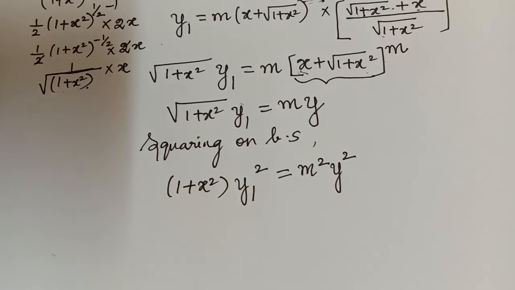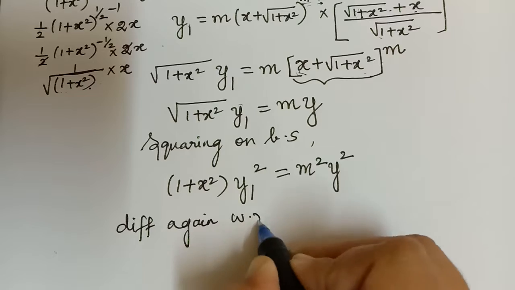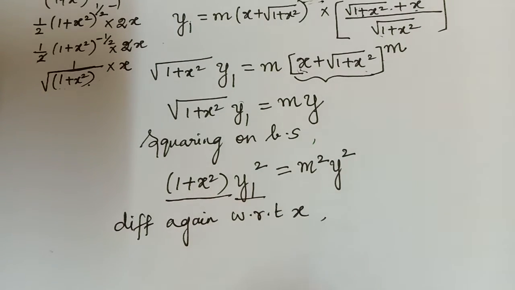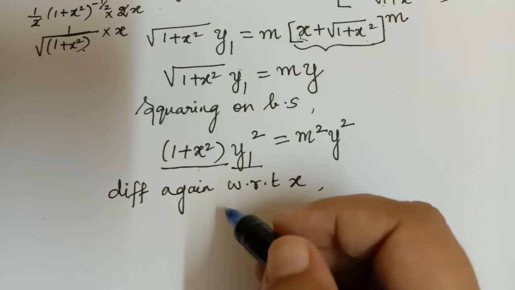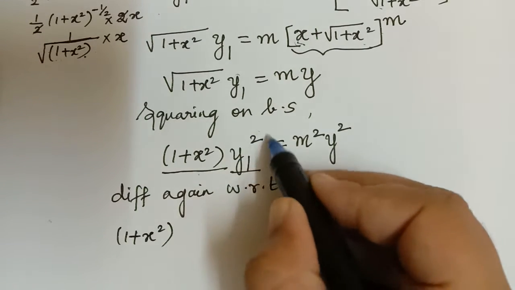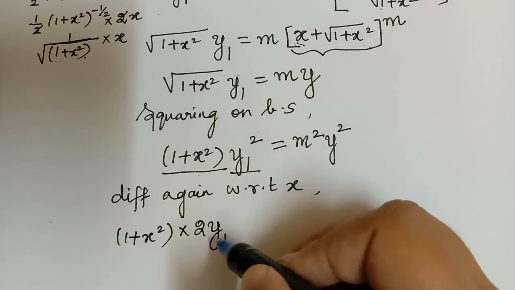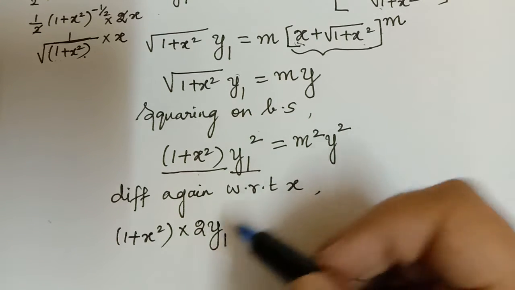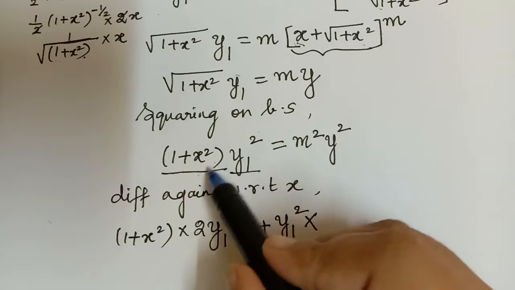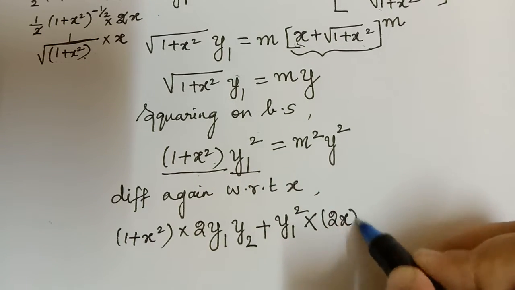Now we shall differentiate this again with respect to x. We have to use the uv method, where this will be treated as u and this will be treated as v. So we have 1 + x². First this has to remain as constant and we differentiate y1 squared. The differentiation of y1 squared is 2y1, and then again we use the chain rule and differentiate y1, which gives y2. Plus, now y1 squared will remain, and then the differentiation of 1 + x². The differentiation of 1 is 0 and the differentiation of x squared is 2x.